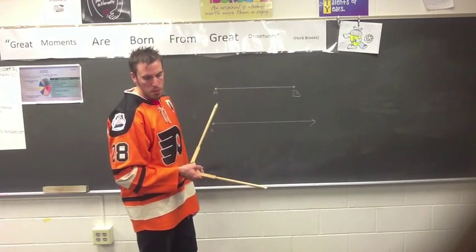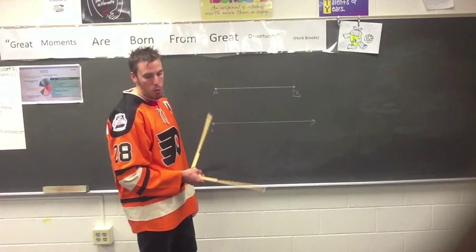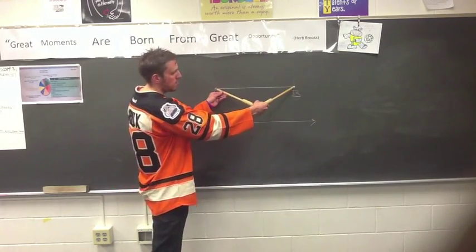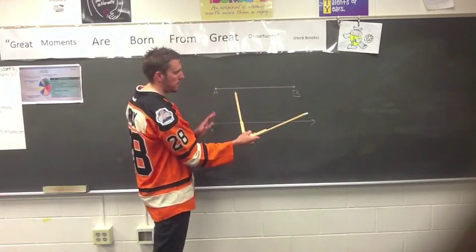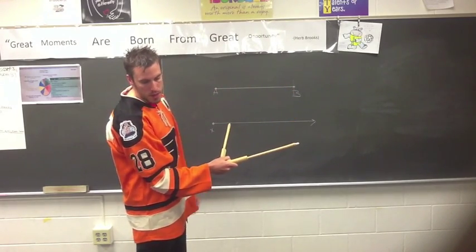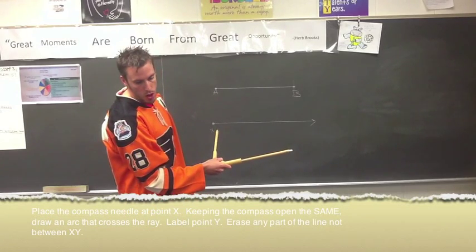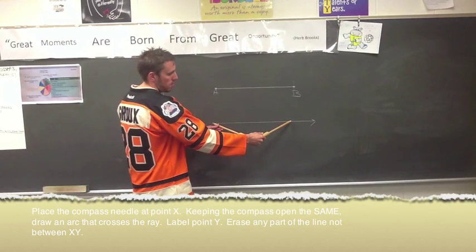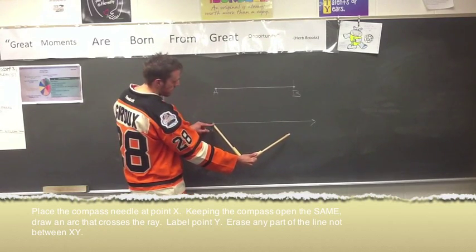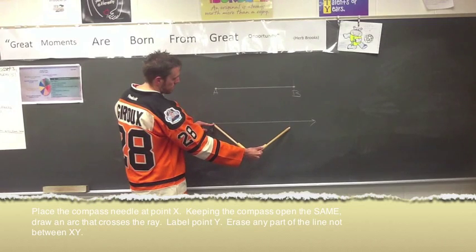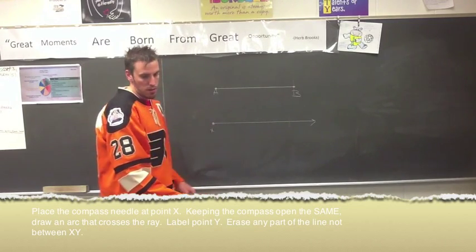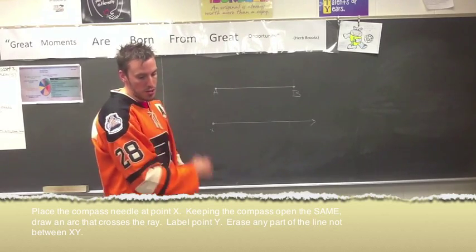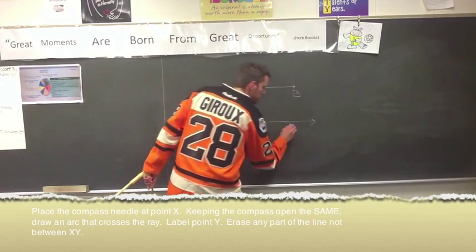Next thing it says, place the compass needle at point X. Keep the compass opening the same. So do not change the distance. Do not bump it or condense it in any way. We're going to draw an arc that crosses the ray that we just created. So the needle is at point X. Draw an arc that crosses the ray. Done. And we're going to label the point where it intersects. We're going to label that Y.